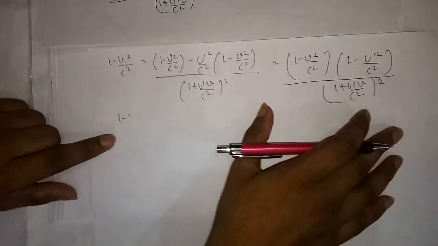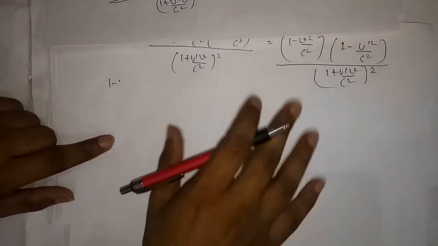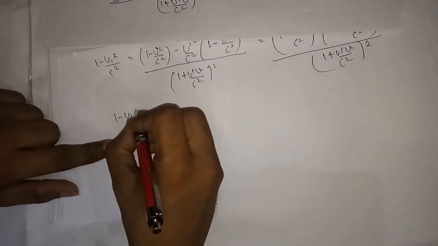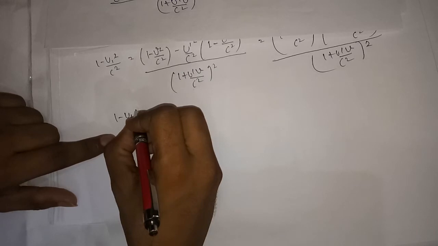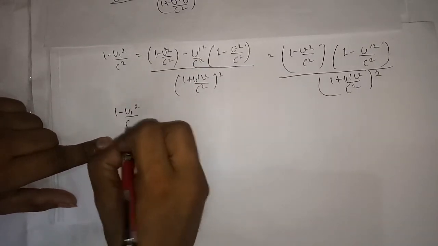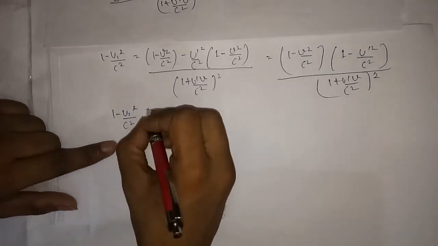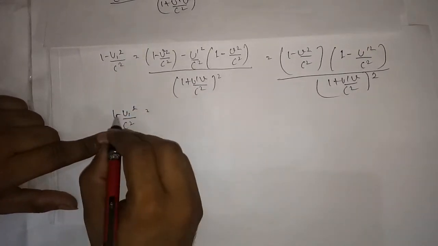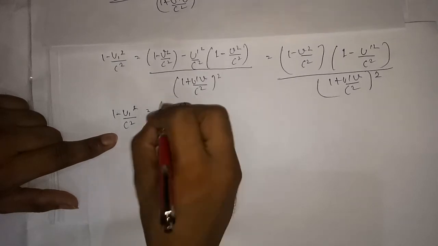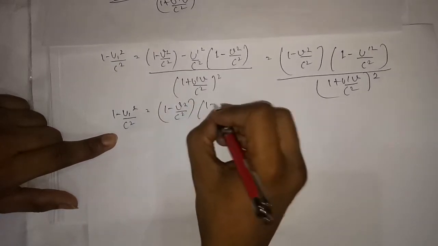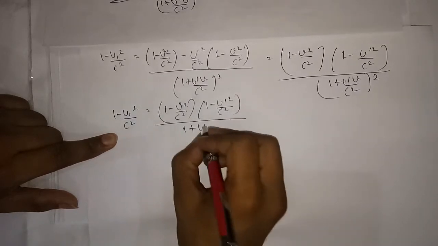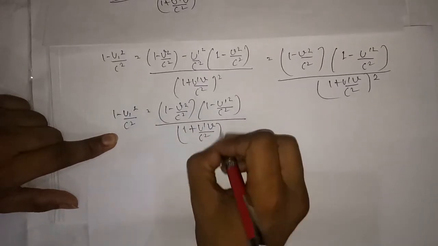So moving forward, till here we have found, so we have 1 minus u1 square upon c square, let me write it clearly. So we have found 1 minus u1 square upon c square equal to 1 minus v square upon c square into 1 minus u dash square upon c square whole divided by 1 plus u dash v upon c square whole square.